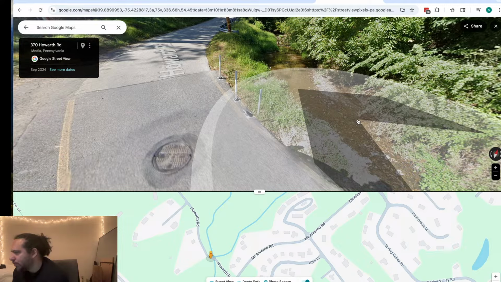It's on a 5-point road. Lots of history near Aston. Yeah, I bet there is. Be interesting to know the history of the 5-point road there. The 5-point intersection.